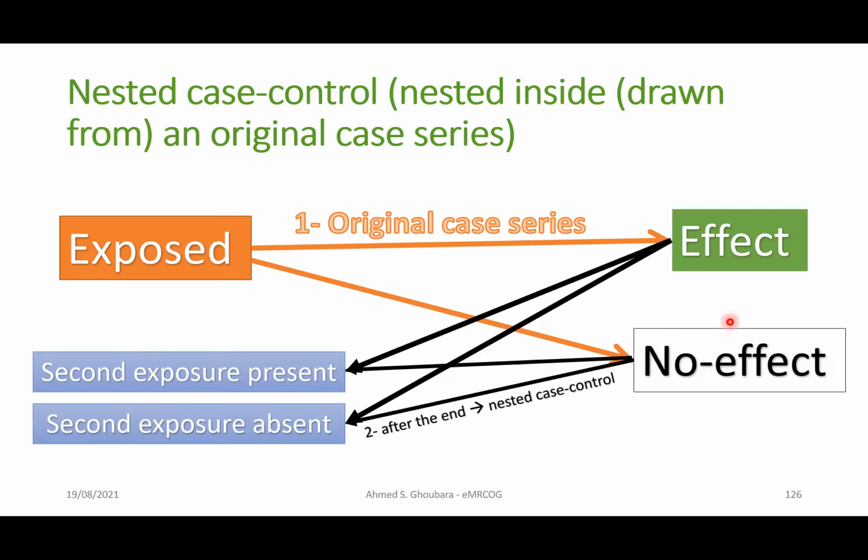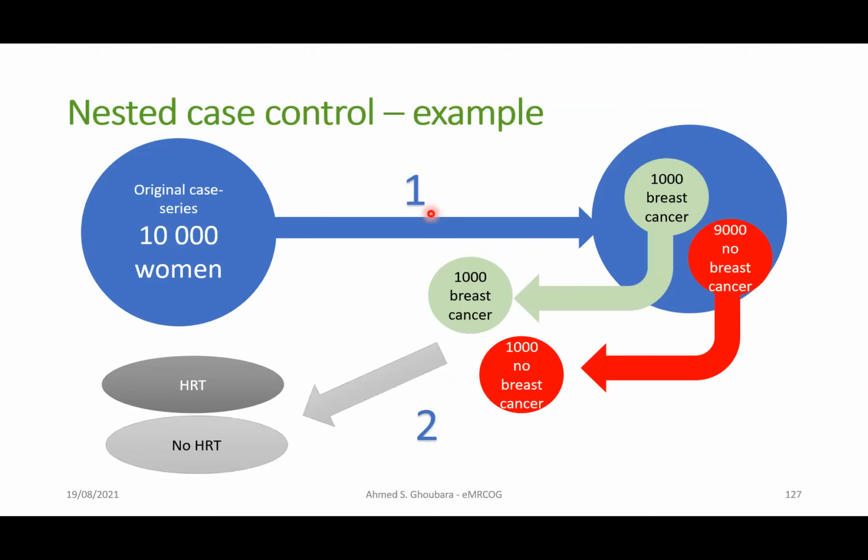So nested means the case control, the second study, is nested within the original case series study. I'm taking samples from the same original case series study. This one is much clearer than the other one. So original case series study, 10,000 women. I will prospectively follow up in time and end up with 1,000 ladies with breast cancer and 9,000 ladies with no breast cancer, right?